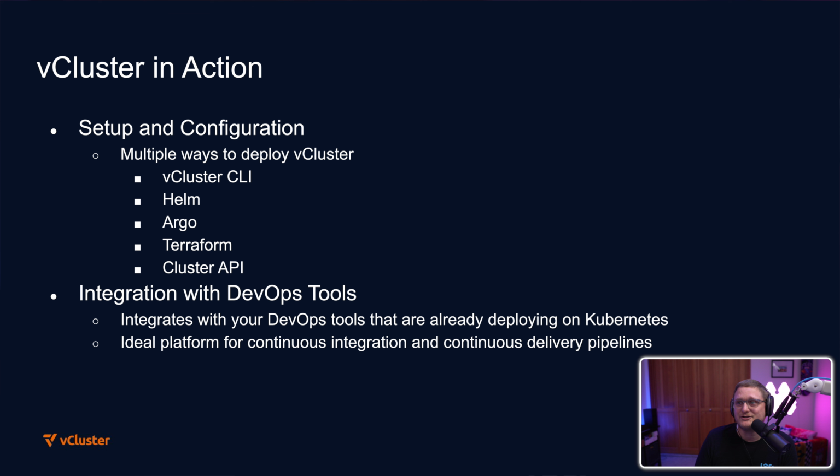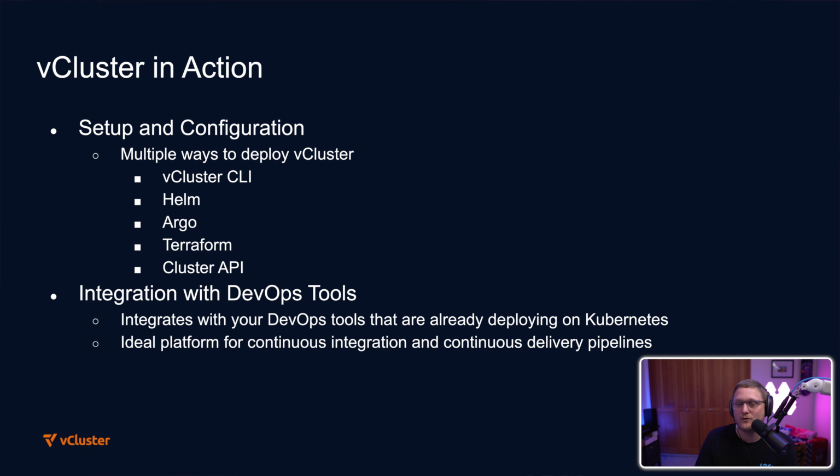So vCluster in action. To set up and configure vCluster, you have multiple ways to deploy it. You can deploy it with the vCluster CLI, with Helm, with Argo, with Terraform and Cluster API. And it integrates with other DevOps tools, right? So integrate with your DevOps tools that are already deploying on Kubernetes.